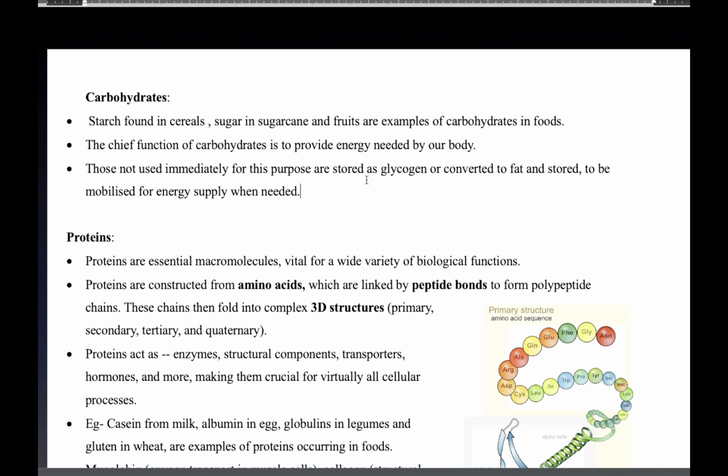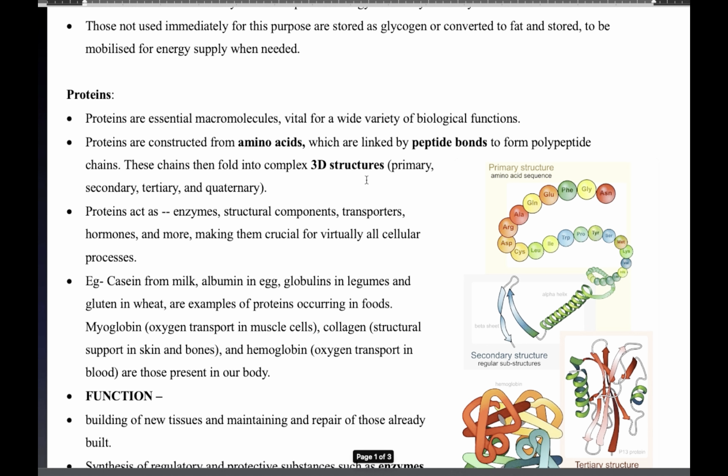Okay, so you can note down the notes from this and also add on your own thoughts as a part of your lecture notes. Okay, so proteins, we know that is also a macronutrient, and it has a big role in many variety of biological functions in our body, and it is constructed from its monomer units that are called amino acids.